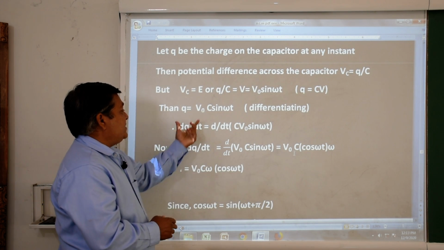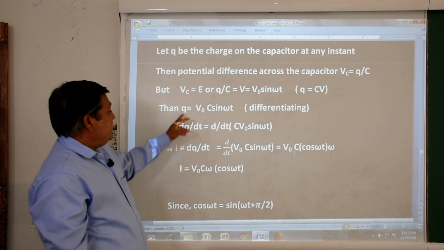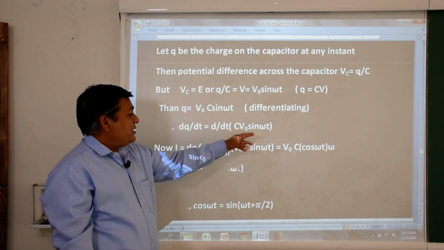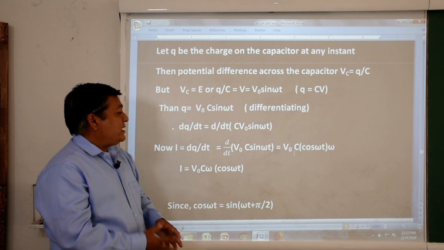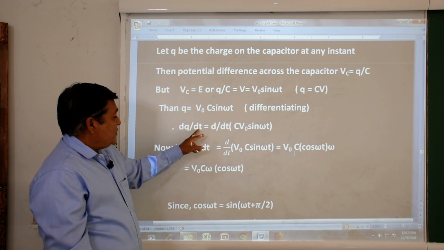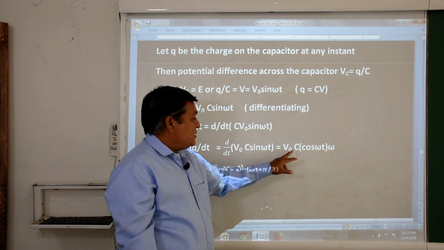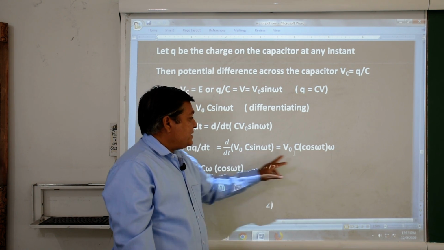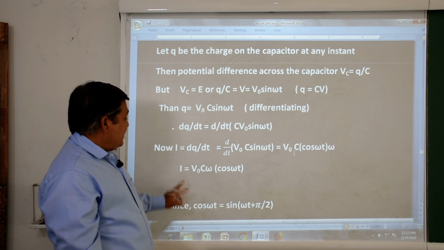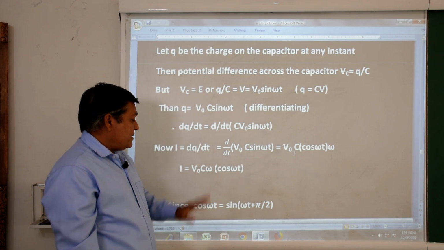When we differentiate this expression with respect to time t, we get dq by dt is equal to d by dt of C V naught sin omega t. If we take out C V naught as a constant term, the differentiation dq by dt gives us I, and the differentiation of sin omega t is cos omega t into omega. So we get I is equal to V naught C omega into cos omega t.